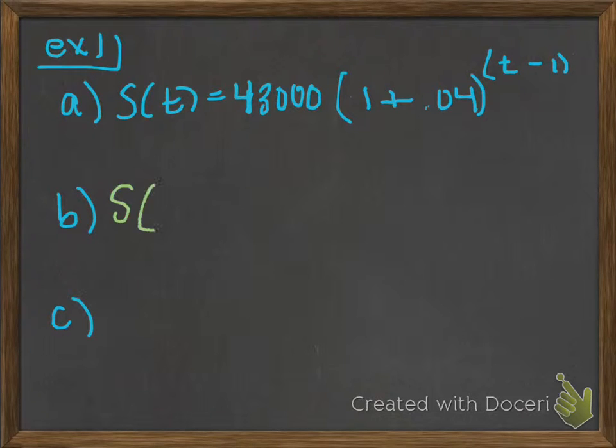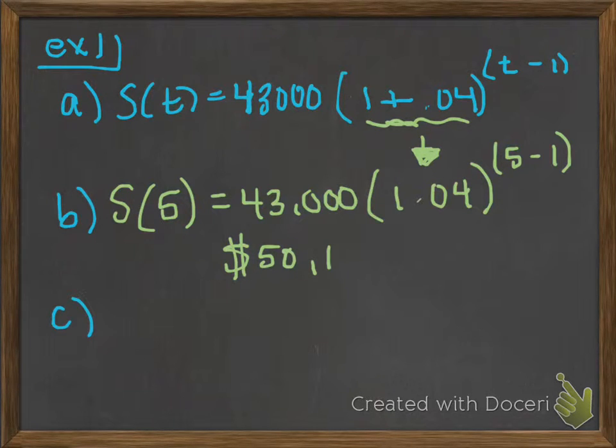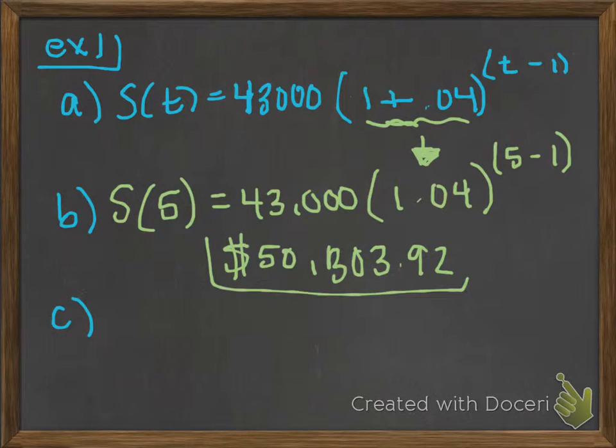Letter B wants you to find what would his salary be after 5 years. So we are going to plug 5 in for t. So you'd have 43,000 times 1.04 raised to the 5 minus 1 power. And if you notice this right here, there's 1 plus 0.04. You can condense it and write it as 1.04. Now, 5 minus 1 is 4, so you can raise 1.04 to the 4th power times that by 43,000. And you should get an answer of 50,303 and 92 cents. So that's for letter B.